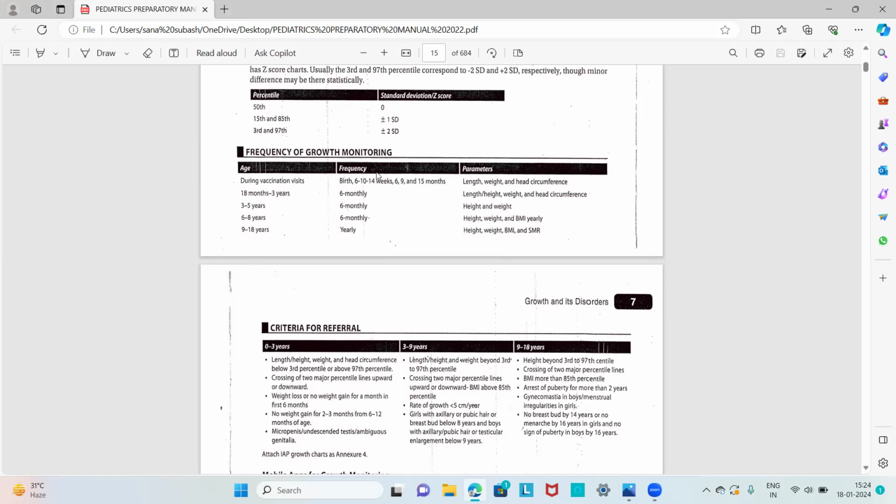Then, how will you interpret all these data from the growth chart? That is, how will you interpret whether the child is underweight, stunted, or severely stunted, like that? In the OPD there will be a chart.